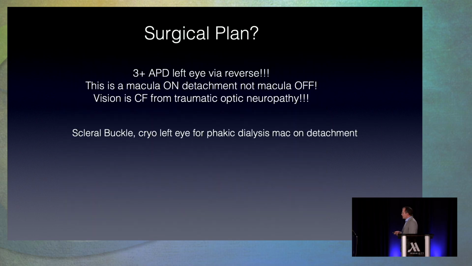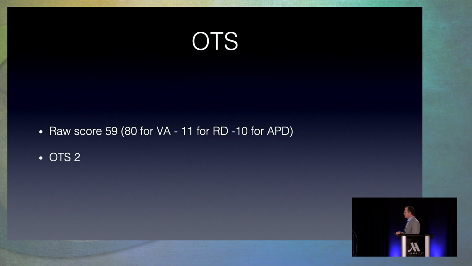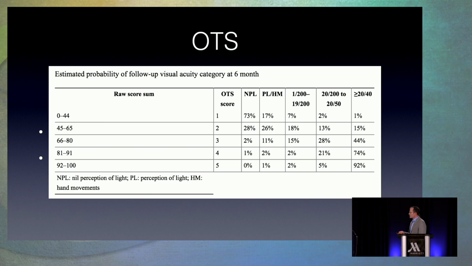So I just did a buckle on him. He's a young phakic guy. Did a little cryo to his dialysis, and he did well. His ocular trauma score is 59, right? Because he's got pretty good points for the VA, but he loses 11 for the RD and 10 for the APD. So his ocular trauma score is actually a 2, which, it's kind of a mixed bag as to what the outcome's going to be, but definitely not great.